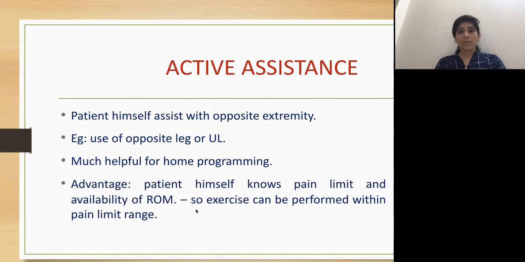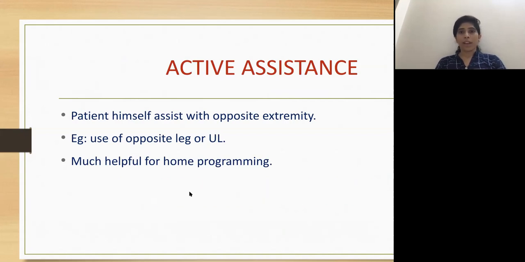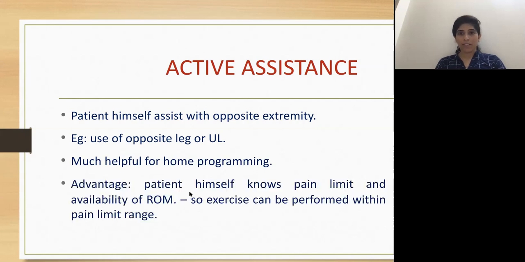So what are the advantages of active assisted exercises? The patient himself knows the pain limit and the availability of the range of motion, so the patient can perform these exercises within the pain limit range. The patient performs on his own time, and he can perform at home, and he knows his pain limit range, so he can perform within the pain free range, or with precautions he can perform in a proper manner.